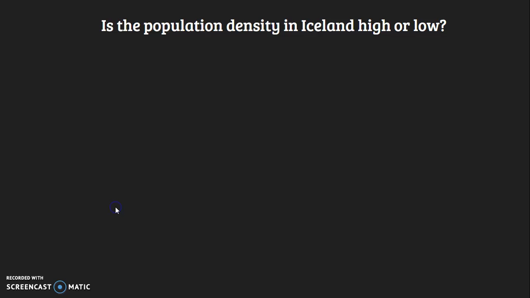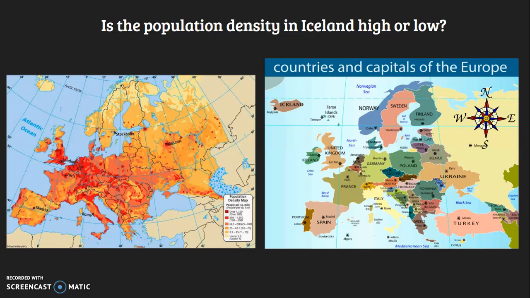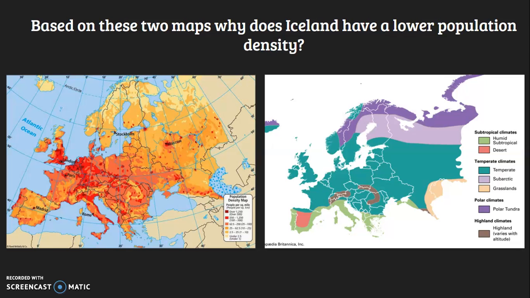Now let's look at Iceland. Iceland is an island country, and this is the population density of Iceland. Is it high or is it low? And finally, based on these two maps, why does Iceland have a lower population density?